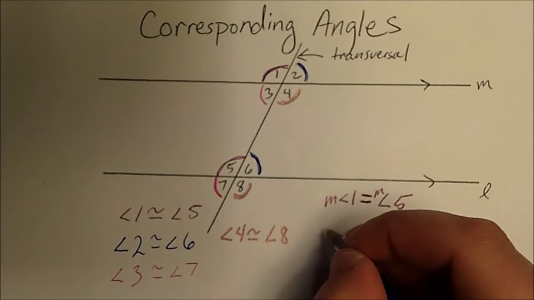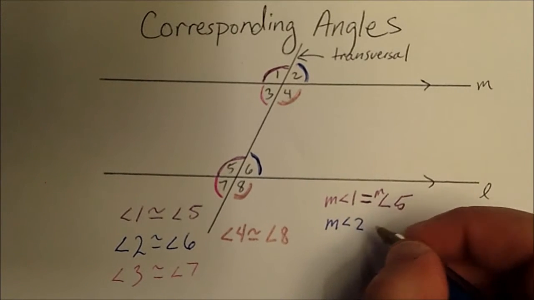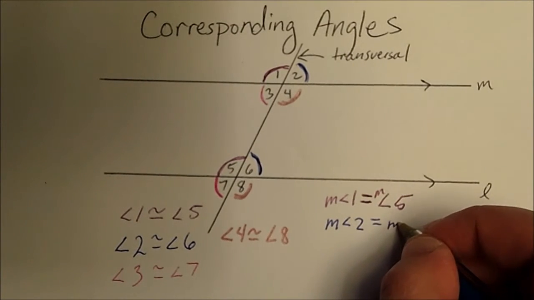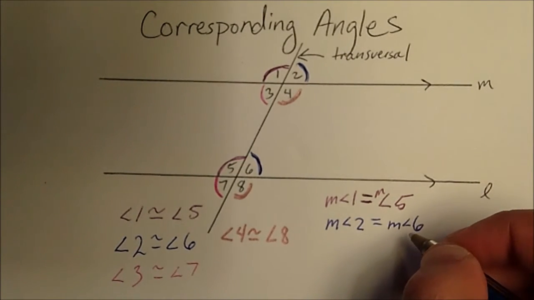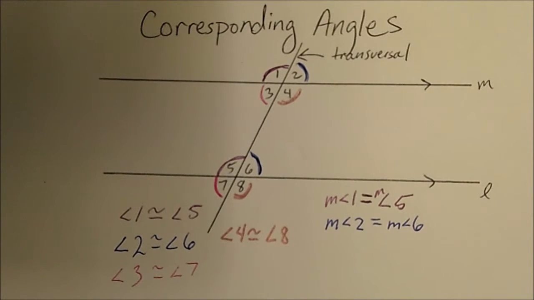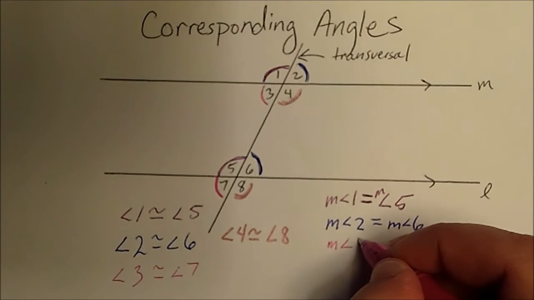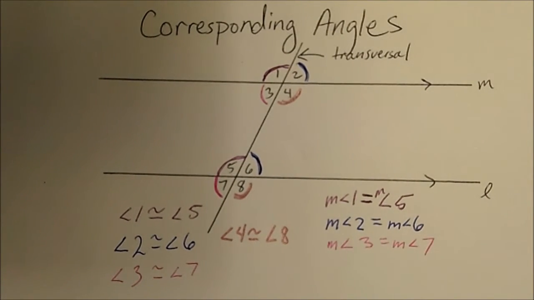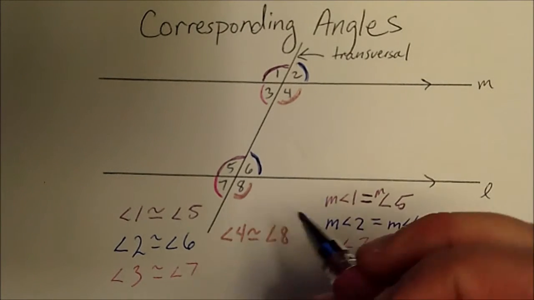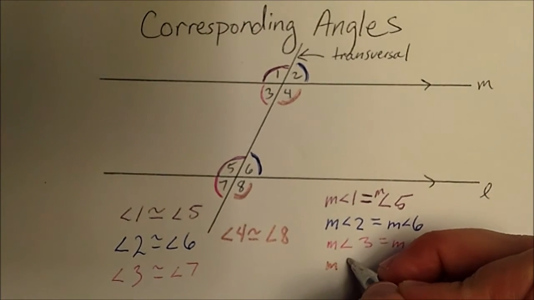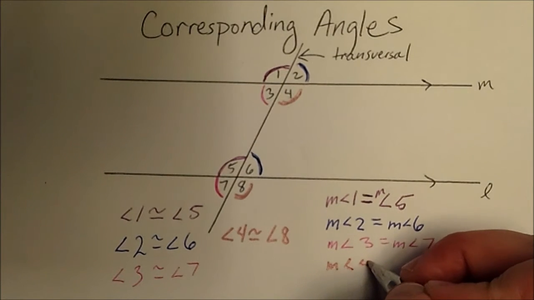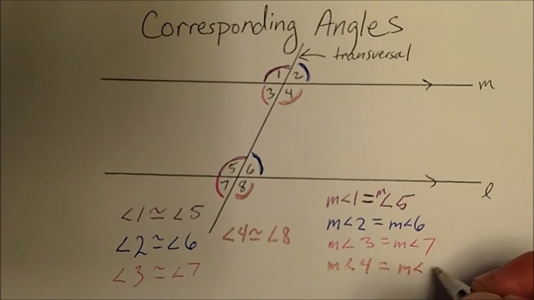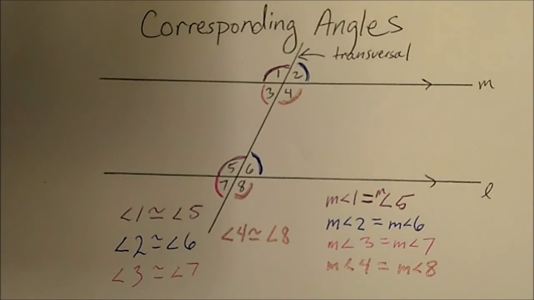Then we have the measure of angle 2 is equal to the measure of angle 6. The measure of angle 3 is equal to the measure of angle 7. And then last but not least, the measure of angle 4 is equal to the measure of angle 8. So those are corresponding angles.